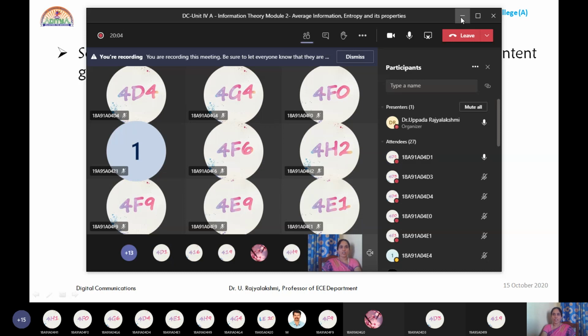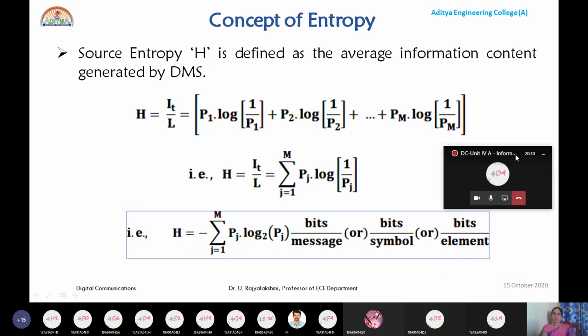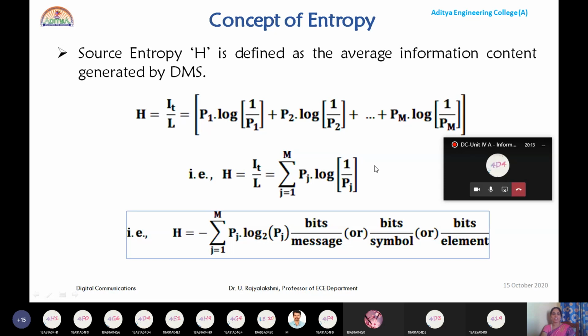Okay ma, thank you. Can you please tell me the definition for entropy and the expression? Actually, I have shown it in this slide. What is entropy? Please define it and tell me the expression for entropy. Entropy is defined as the average information content generated by DMS. What is DMS? Discrete memoryless source.